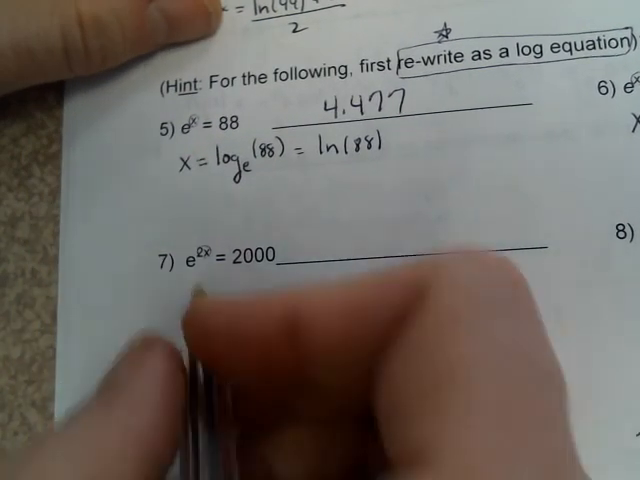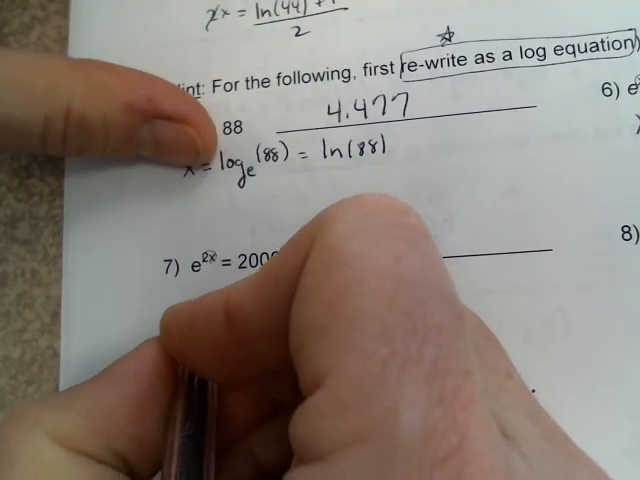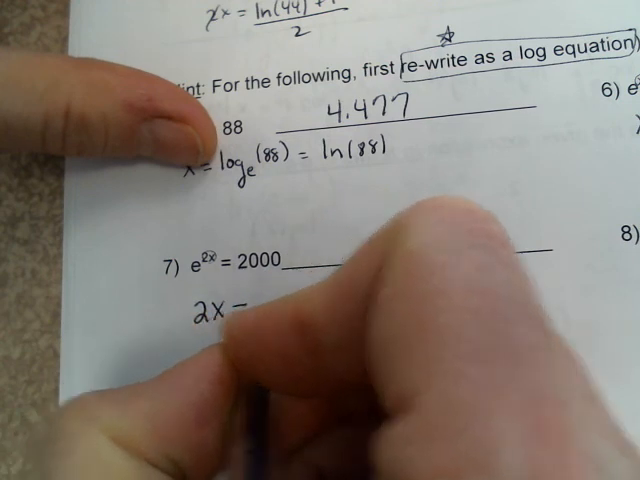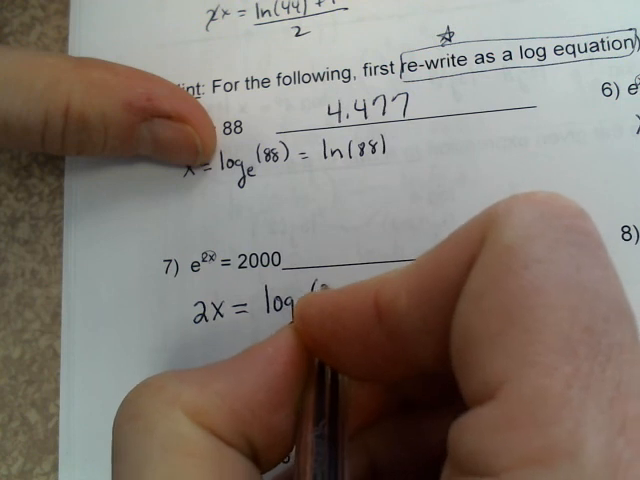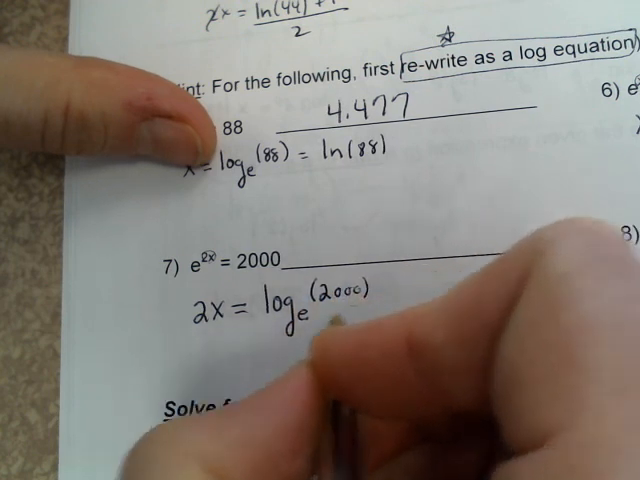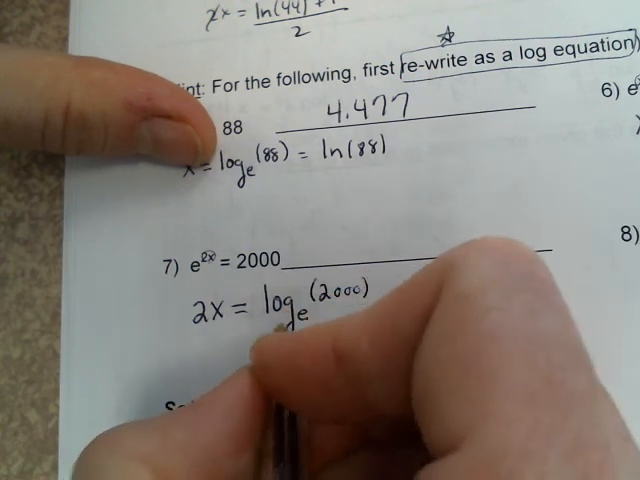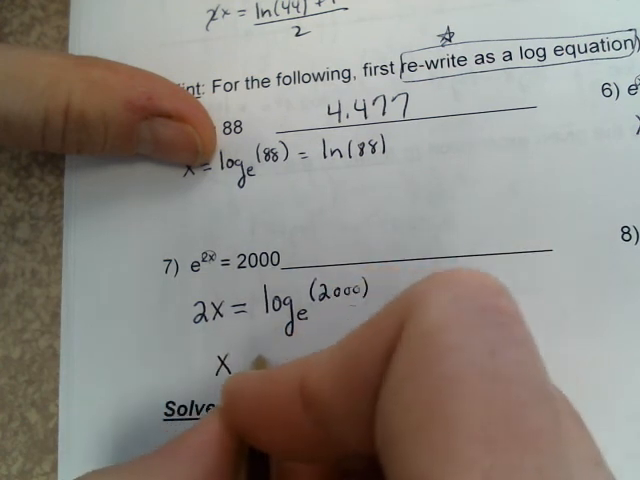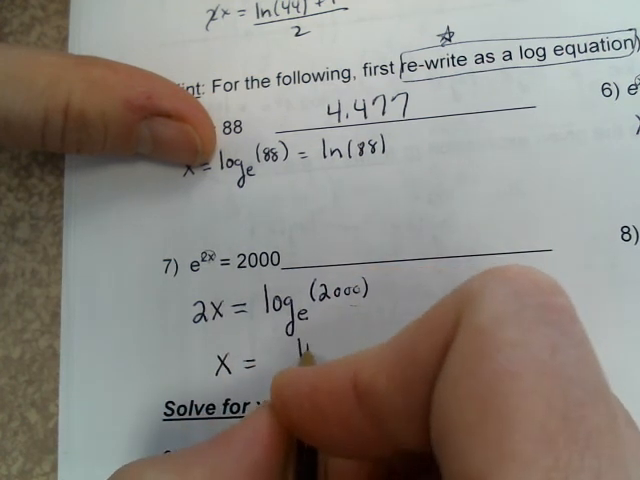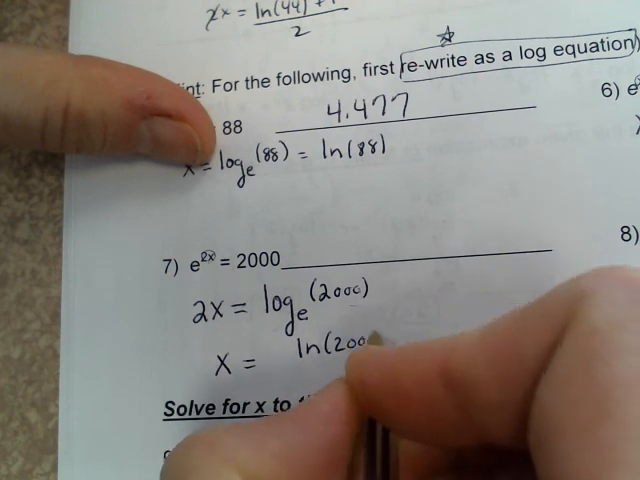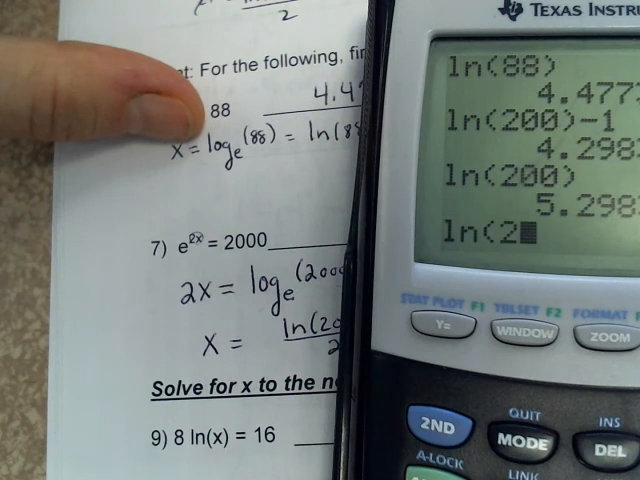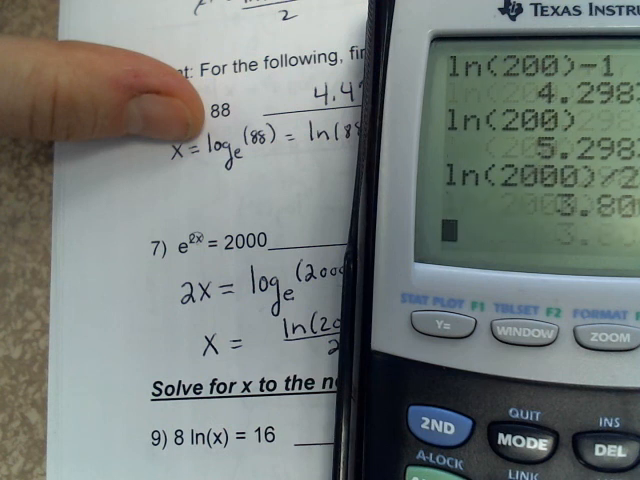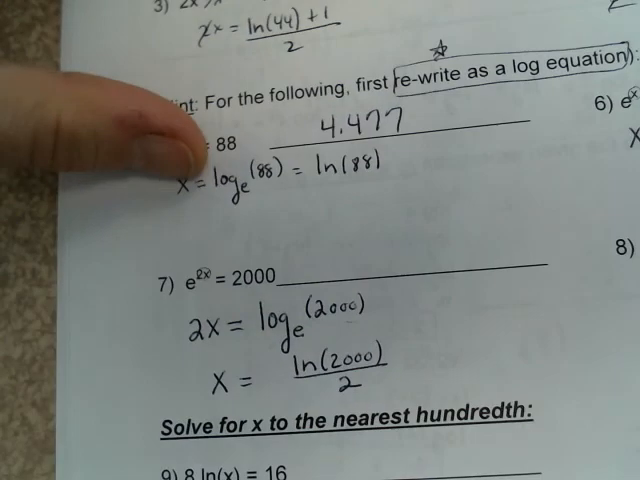The next one, e to the 2x is 2,000. So 2x is the exponent on my little base e that's going to give me 2,000. Or in other words, the ln of 2,000. So if I divide both sides by 2 and change log base e to ln, I've got the ln of 2,000 divided by 2. So the ln of 2,000, close the parentheses, divided by 2, is 3.800.